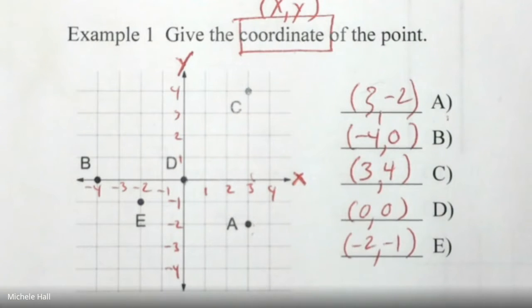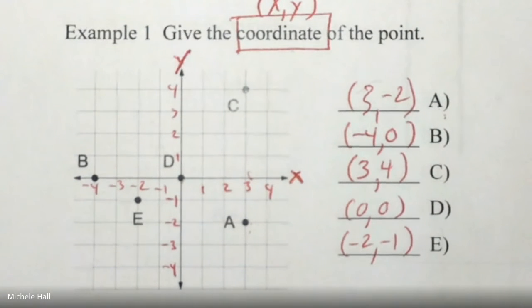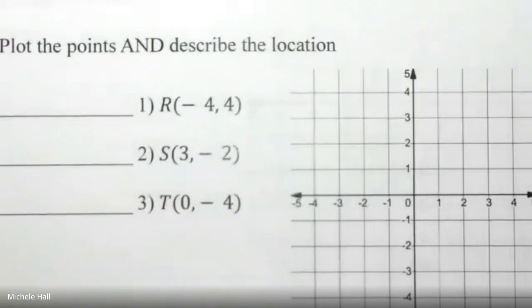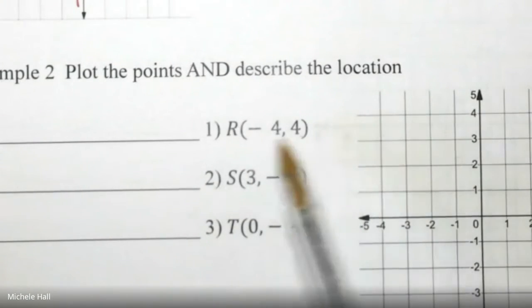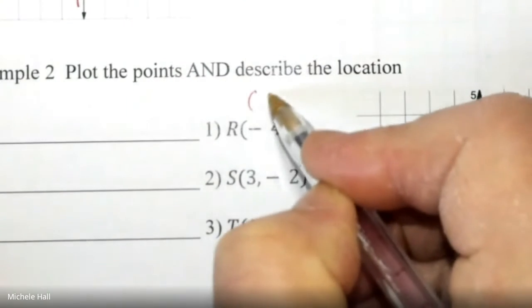Okay, you know how it is in math. You do it and you undo it. You go forwards and you go backwards. Now we're going to go the other way and we're going to plot these points and describe the location. So where is -4, 4? Remember, we do our X first and then the Y.